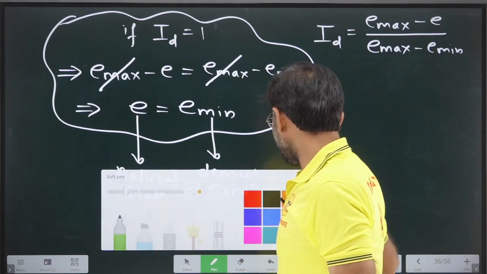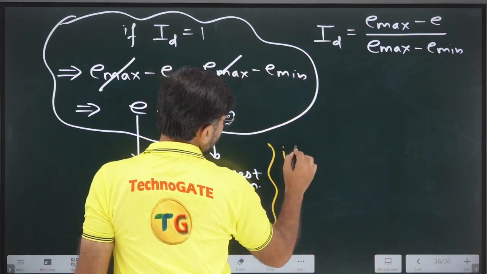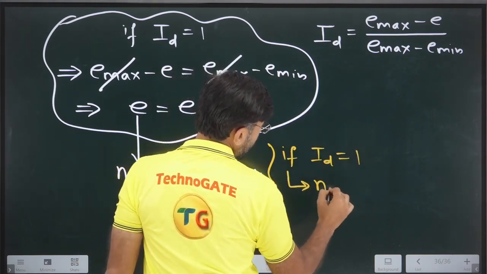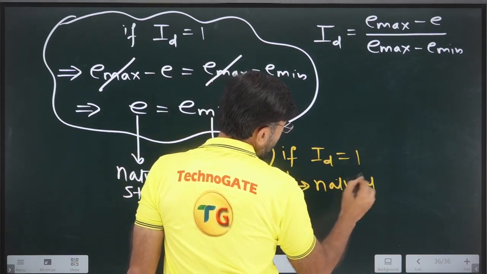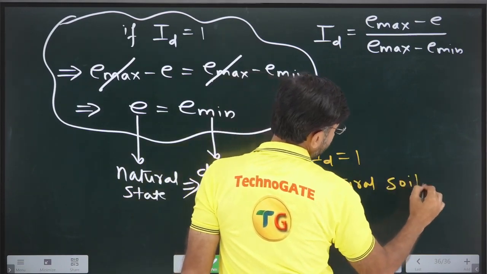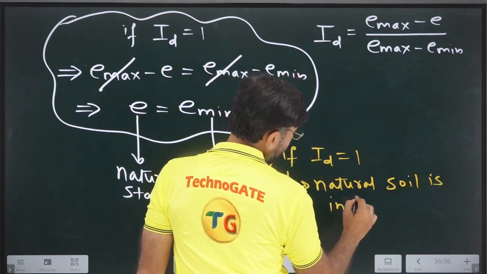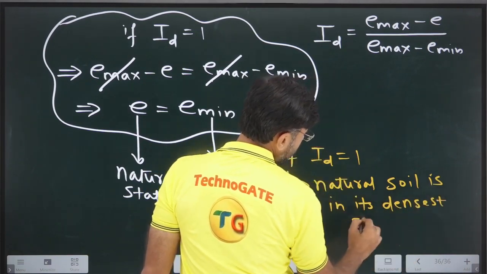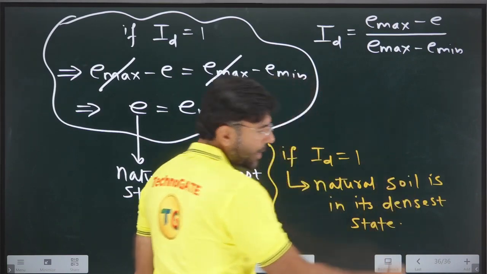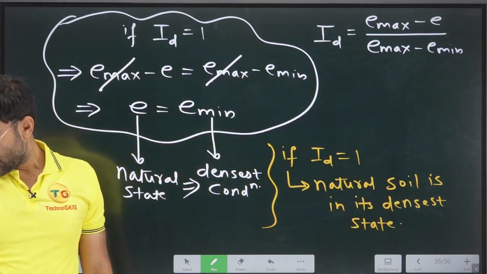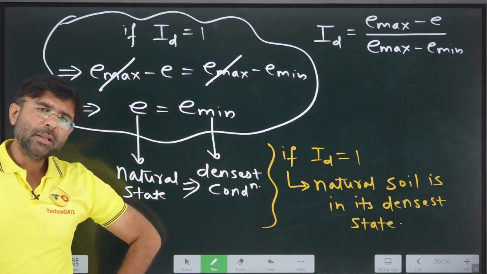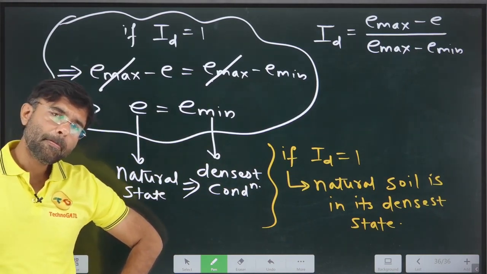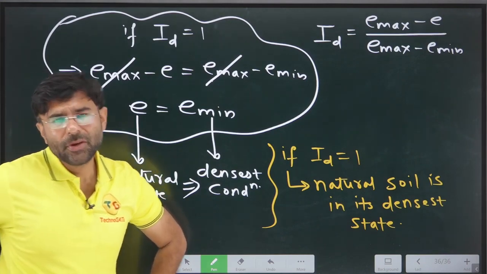So the practical significance is, if ID is equal to 1, that means natural soil is in its densest state. The natural condition of the soil is in densest state. Got this thing? This is the practical significance.